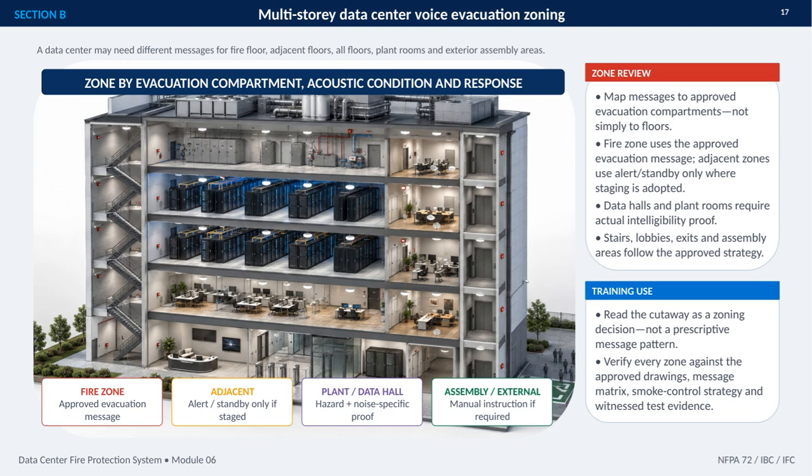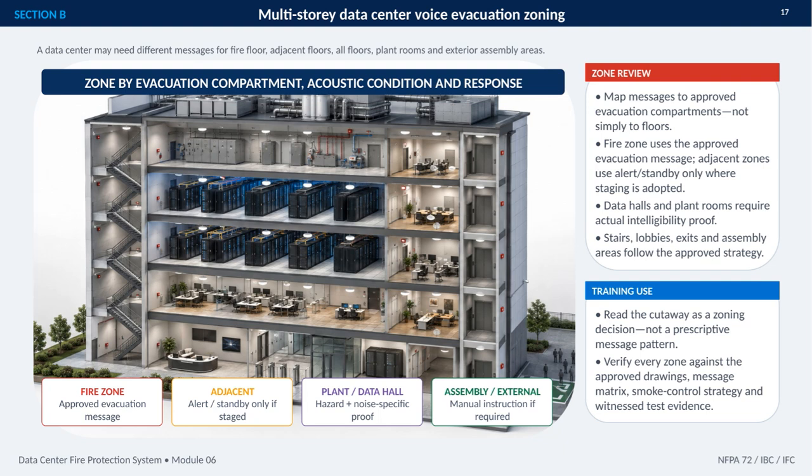The acoustic environment also matters. Data halls and plant rooms can have significant equipment noise or other conditions that affect intelligibility, so those areas require proof that the message can actually be understood. Stairs, lobbies, exits, and external assembly areas must then align with the approved evacuation and smoke control strategy.